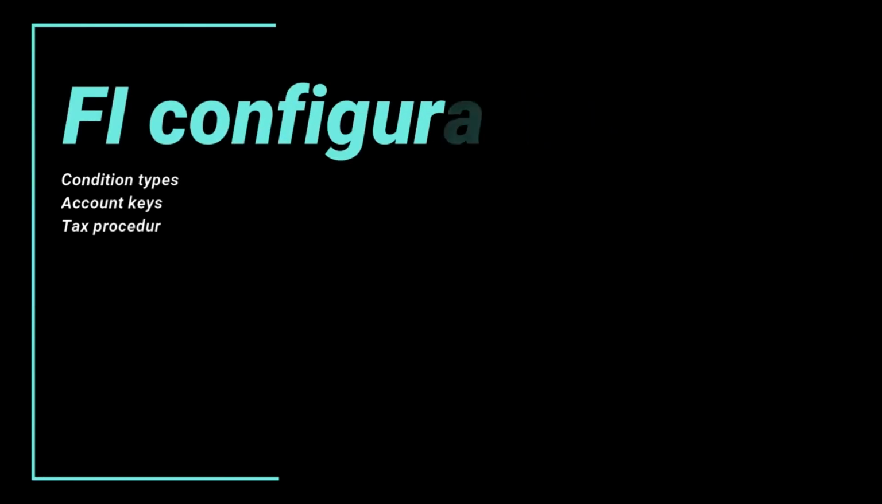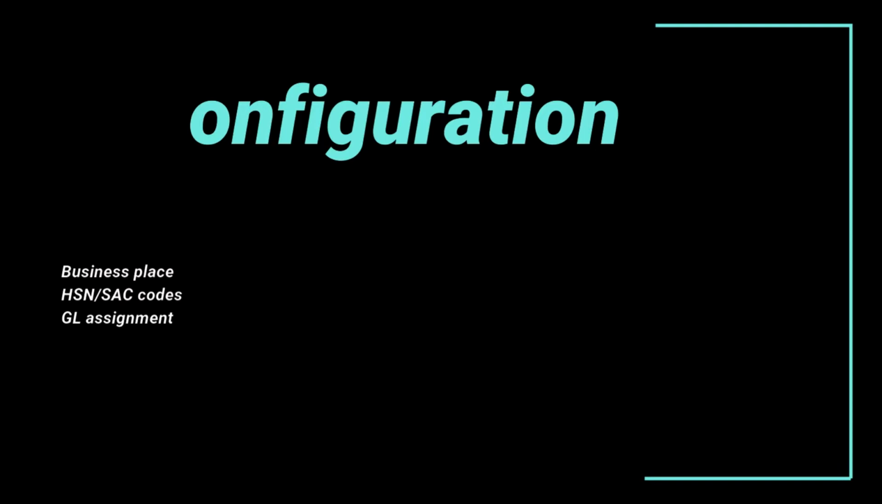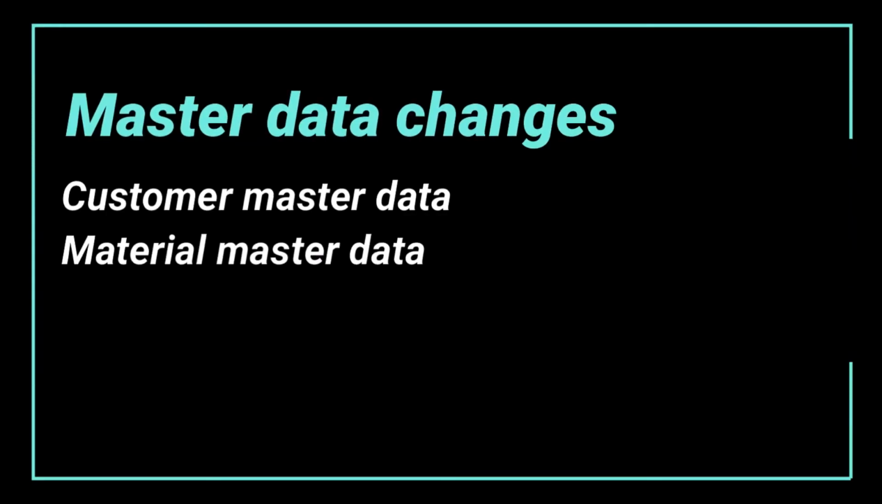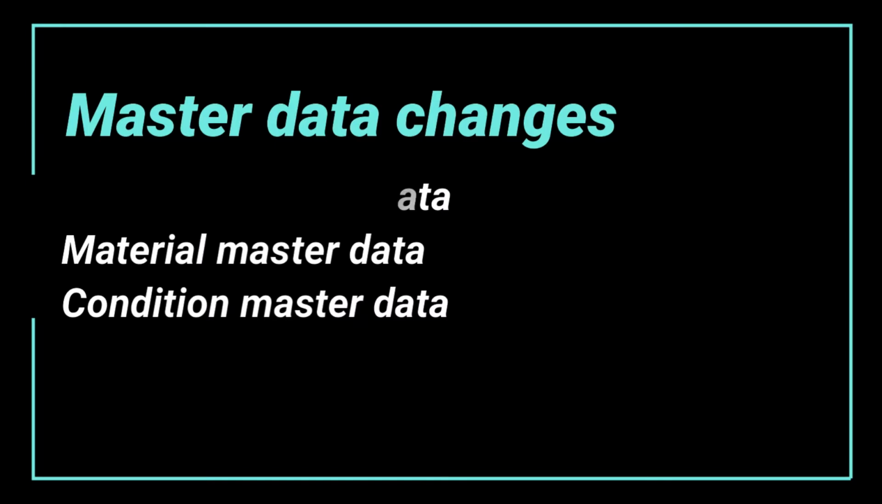As part of the FI functional configuration, we need to configure the tax condition types, account keys, tax procedure changes, tax codes, business places, HSN codes, and business place wise tax GL assignment. As part of the GST, master data changes take place in customer master data, material master data, and tax condition master data.